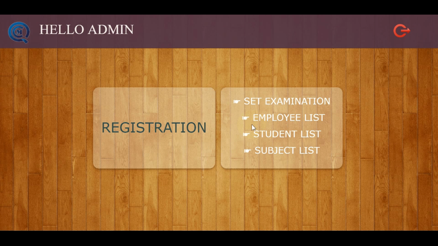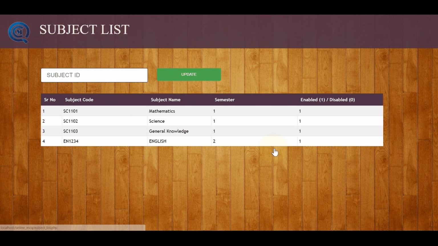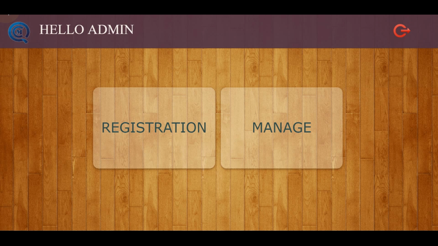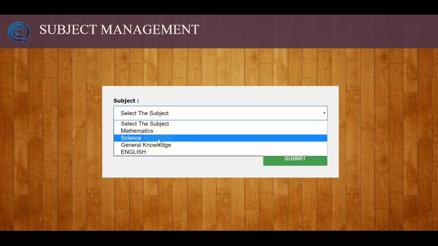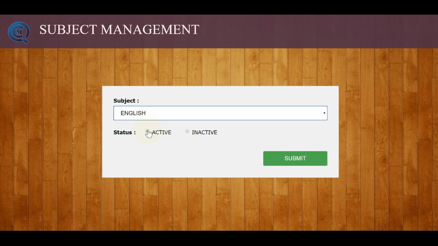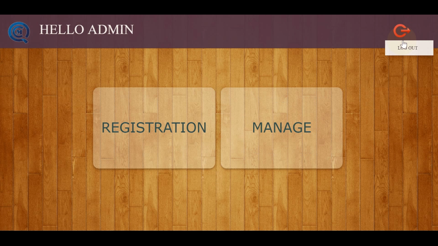Similarly, we can modify the students information and also the subject information. Over here 1 represents that the subject is enabled for the test and 0 indicates that it is disabled for the test. Set examination option. From here the admin can activate the subject for the test. He can first select the subject, activate it and then click the submit button. Thus, this was all about the admin panel, and then we log out.